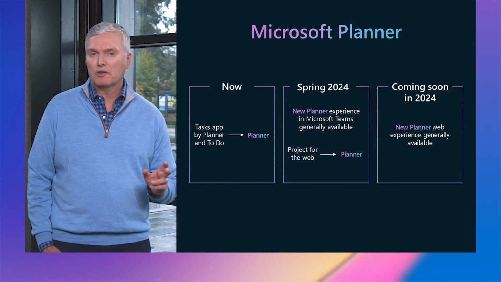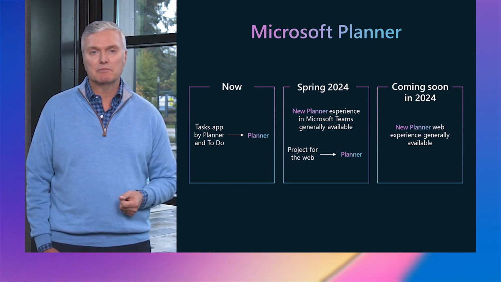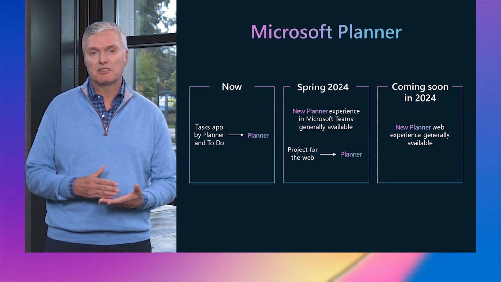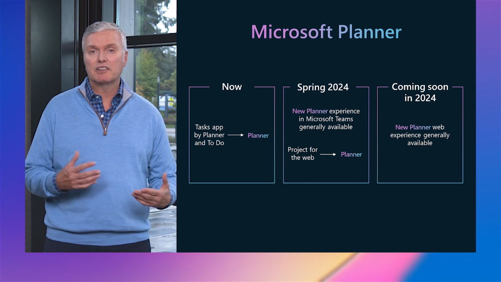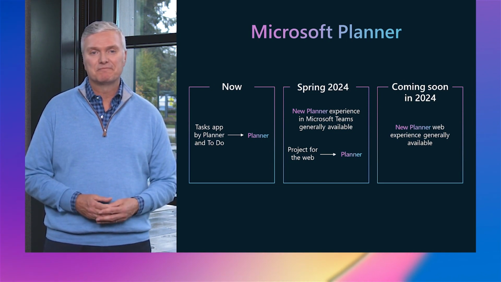In the first quarter of 2024, the new Planner app will be available first in Microsoft Teams, and then Microsoft Project for the Web will be renamed to Planner. Then later in the year, we'll be launching a web experience for the new Planner as well. Now, later in the session, we're going to discuss what this means for customers. But first, let's dig in a little deeper into the new Planner.